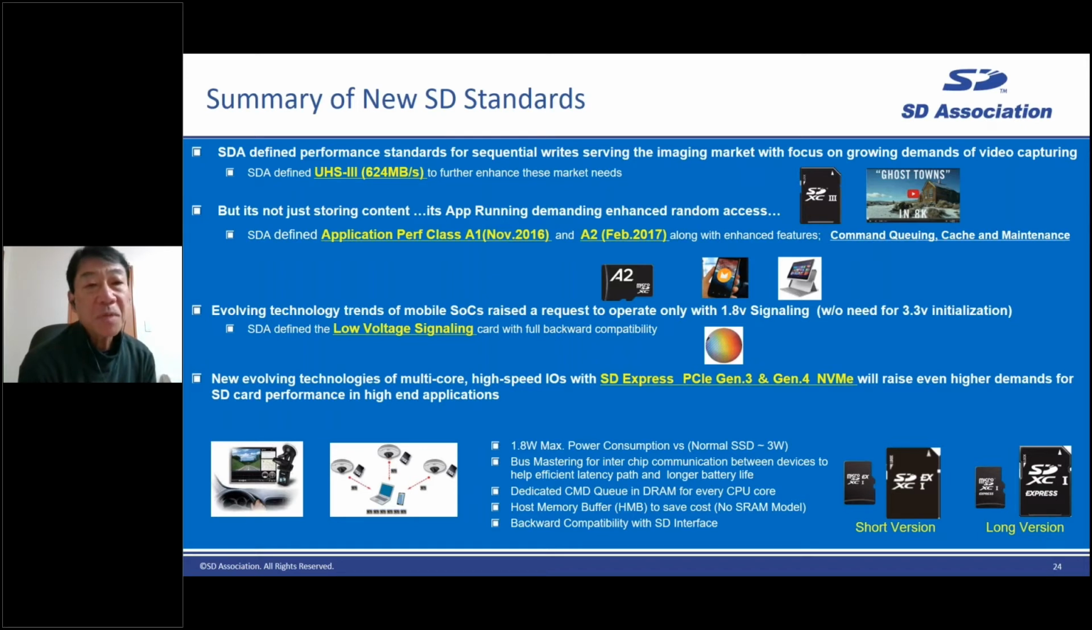So we specified application performance class A1, A2, on microSD standards, and those marketed cards now have these marks. And the technology for low voltage signaling is a little bit of a difficult situation. Chipset vendors or baseband chip vendors like Qualcomm and others are thinking in specific ways to challenge the lower voltage support for longer battery life.